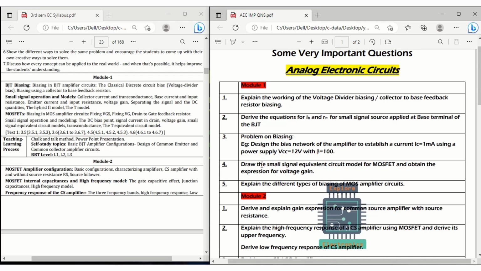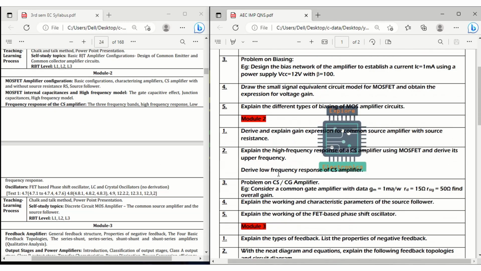And coming to the fourth question, draw the small signal equivalent circuit model for MOSFET and obtain the expression for voltage gain. This is a kind of derivation and explanation question. And different types of biasing in MOS amplifier circuits, this is also asked most of the time in previous exams in MOSFET and other subjects. And voltage divider and collector to base feedback biasing are also asked many times, and a problem on biasing is also very important in this module.